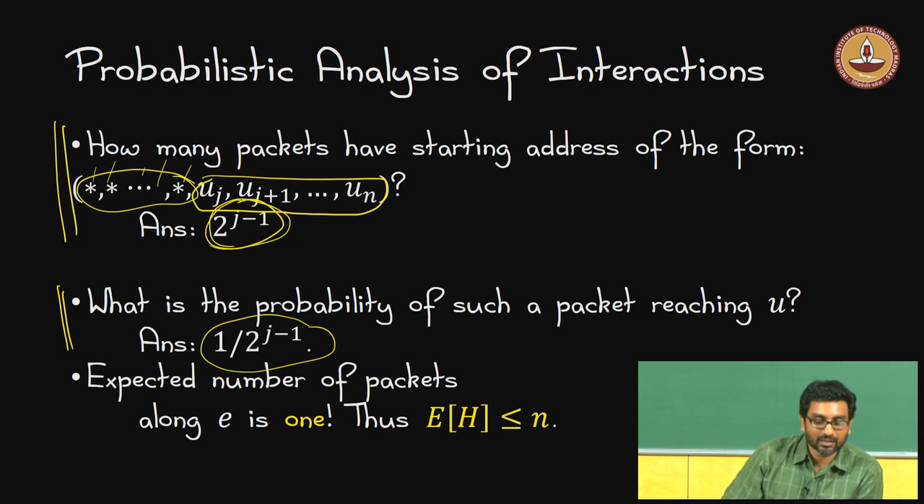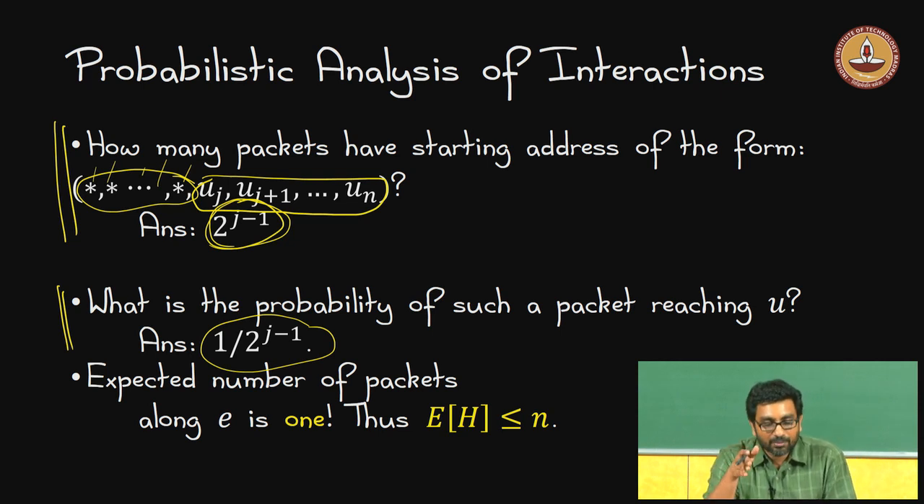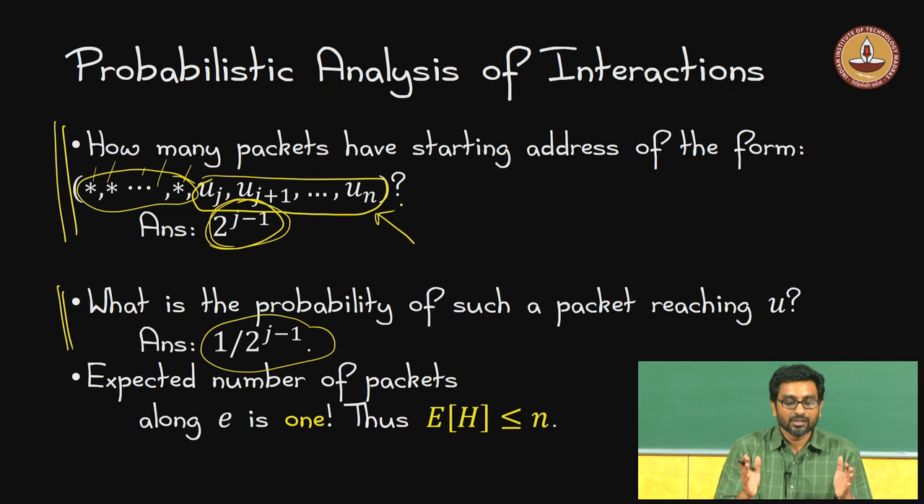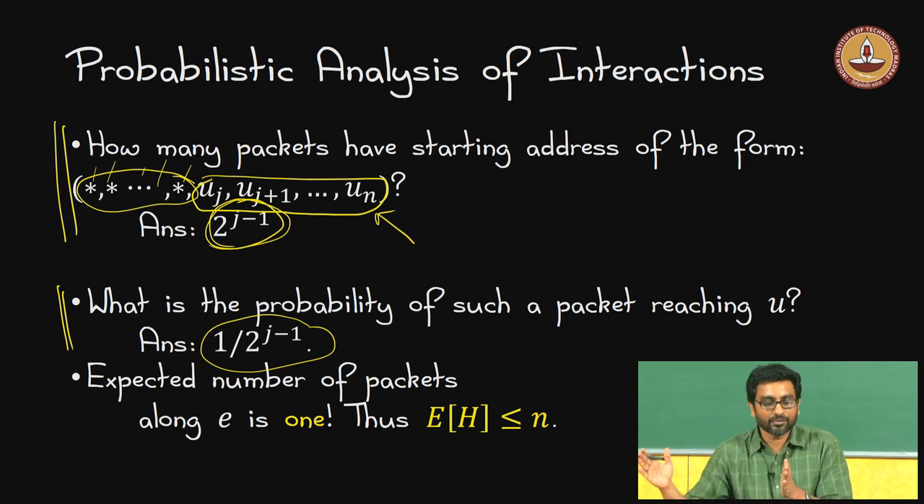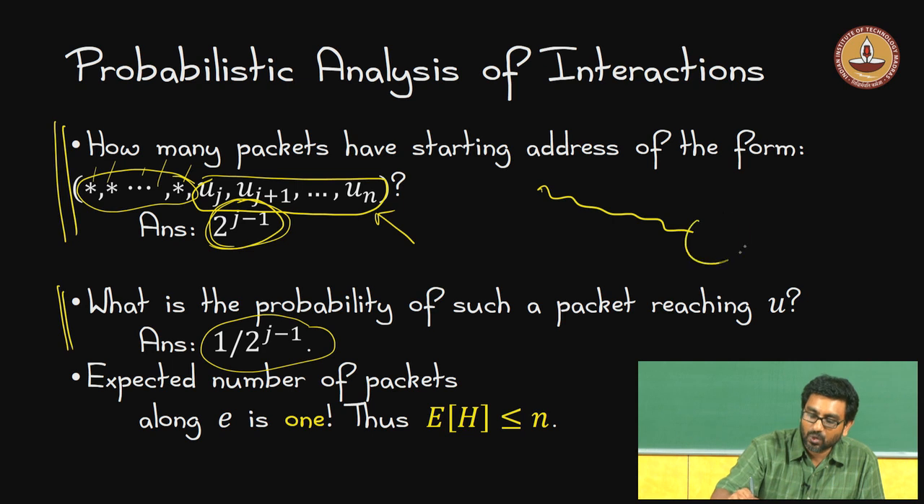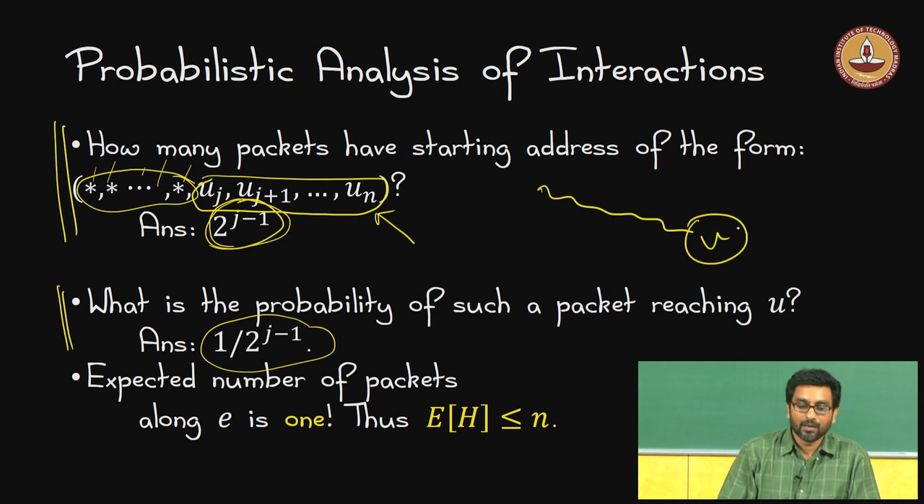So, now let us look at the second question. What is the probability of such a packet reaching? Okay. So, basically what does such a packet look like? It will have an address that looks like this. Basically, the first j minus 1 bits we do not care, it looks like something, and then the rest of them are fixed, right. What is the probability that such a packet will make its way to u?